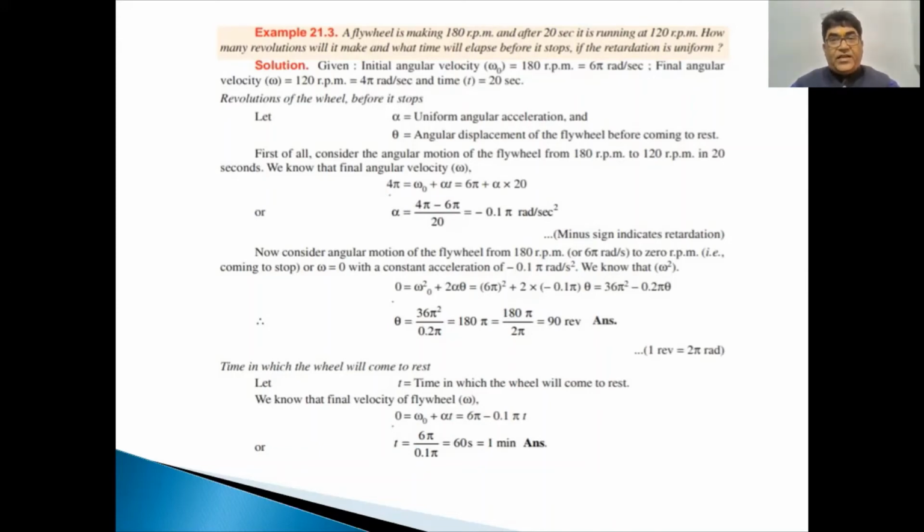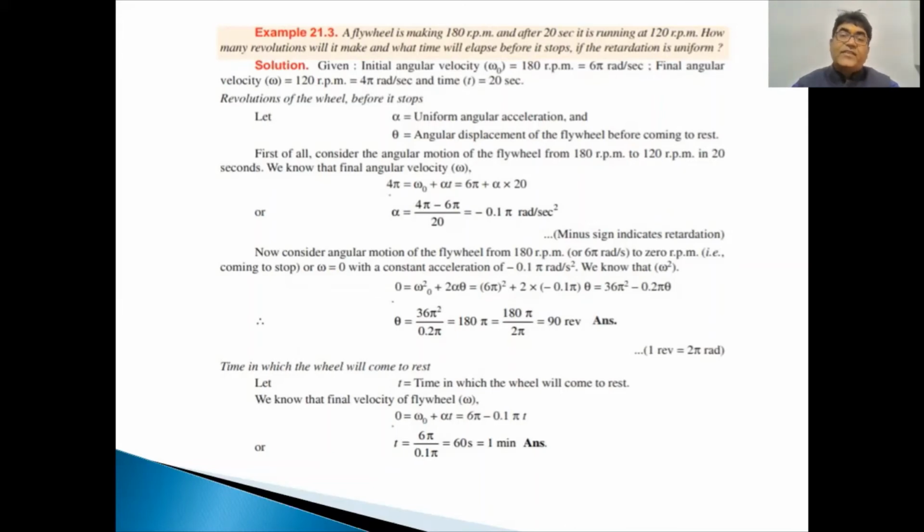Okay. Now considering the next part, consider the angular motion of the flywheel from 180 RPM, that is 6 pi radians per second, to 0 RPM, that is when it stops. So here the final angular velocity will be equal to 0 and we have already found out the constant acceleration, that is minus 0.1 pi radians per second square.